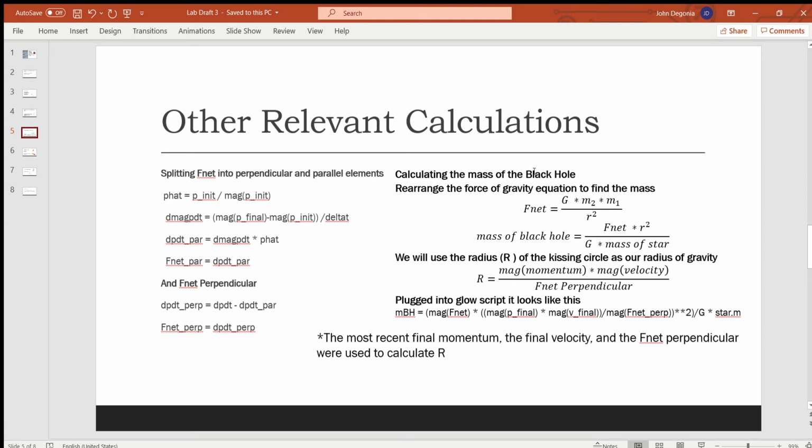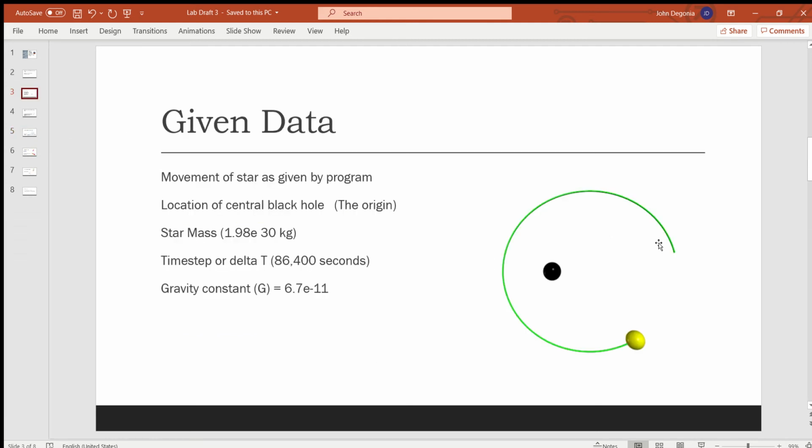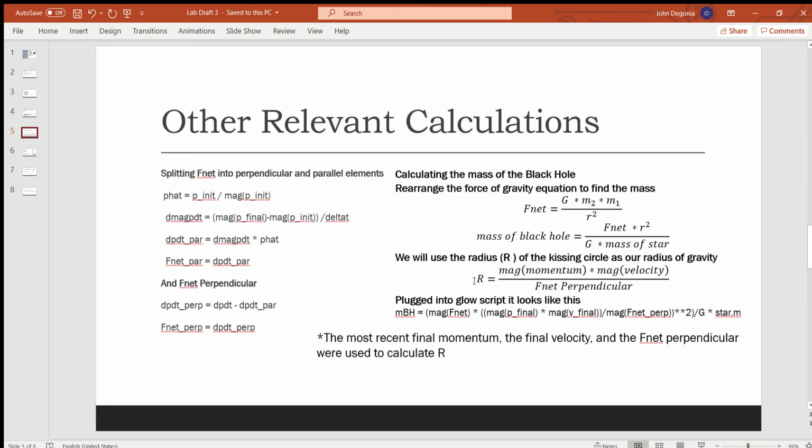How are we going to calculate the mass of the black hole? Well, we're going to use our force of gravity equation. Fnet of gravity is going to be equal to all this. Rearrange it to get the mass of the black hole. But we don't have a radius because, as you saw earlier, our radius is changing over time. What are we going to use as radius? Well, I'll tell you. We are going to use the radius of the osculating circle. And it's calculated as seen.